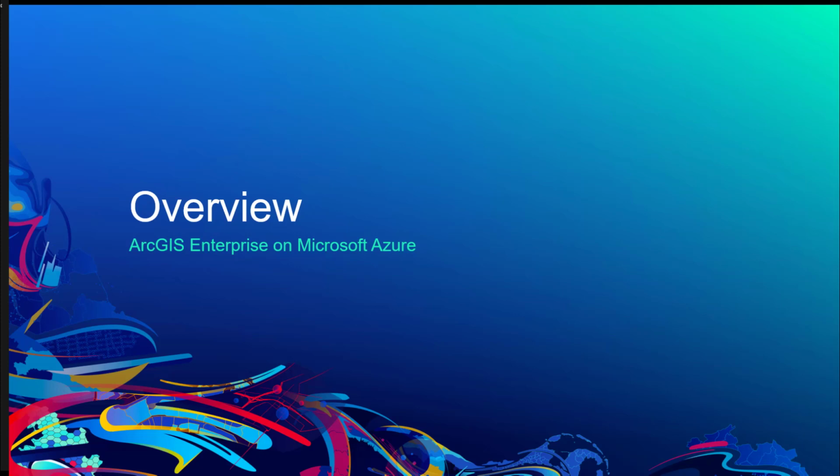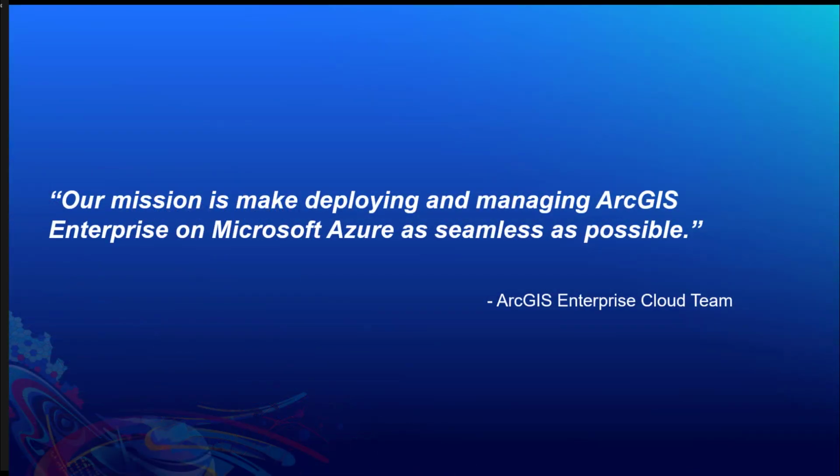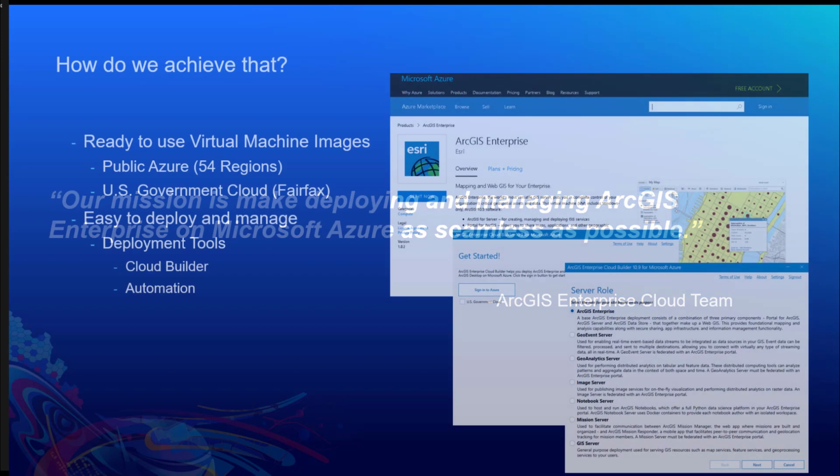We'll start off with a quick overview. So our mission statement really is as follows. Our objective is to make deploying and managing ArcGIS Enterprise on Microsoft Azure as seamless as possible. What do we mean by that, and how do we achieve that?